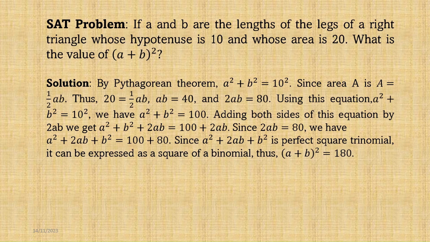Now, the left side of the equation is a perfect square trinomial, so this can be expressed as the square of a binomial. But 2AB is 80. So we have the second power of the quantity A plus B is equal to 180.